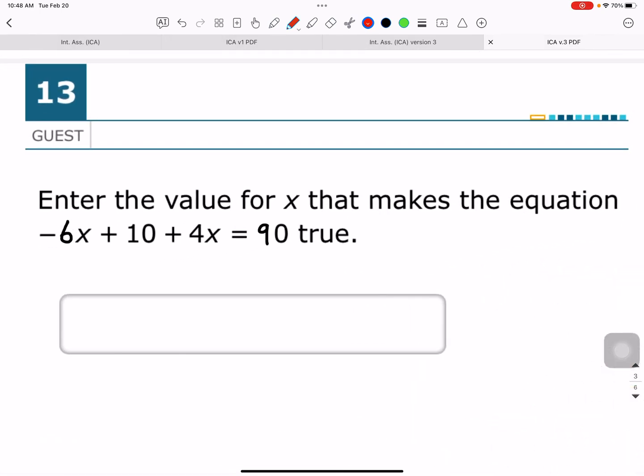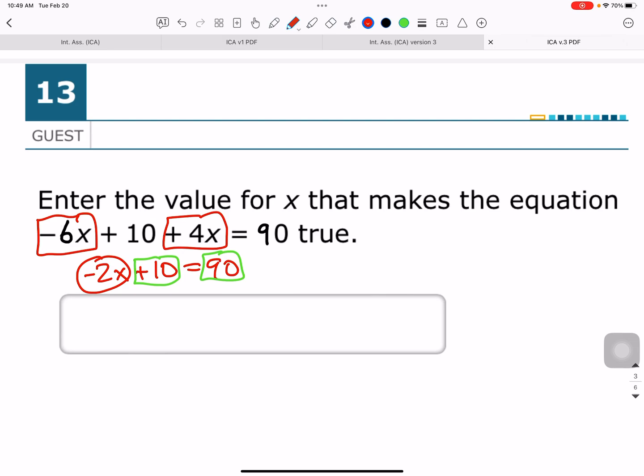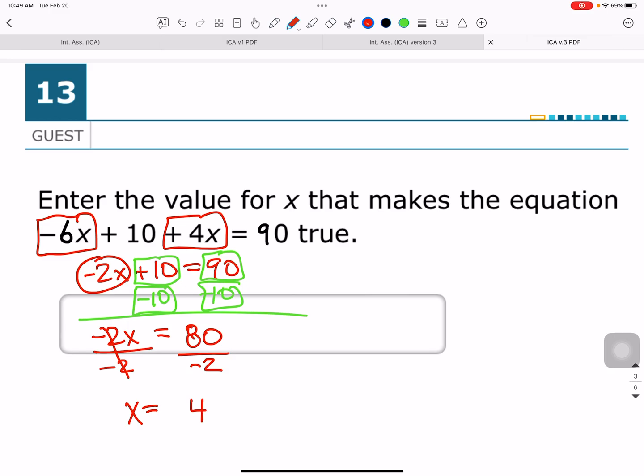Find the one that makes this true. If I have negative 6x's and positive 4x's, I have negative 2x's plus 10 equals 90. Once I make my teams, number team, letter team, the one that needs to move is the positive 10. So let's go minus 10, minus 10. We've got negative 2x equals 80. Let's divide by negative 2. X equals 80 divided by 2 is 40. Nothing killed this negative, so the answer is negative 40.